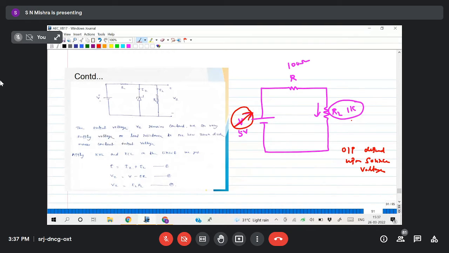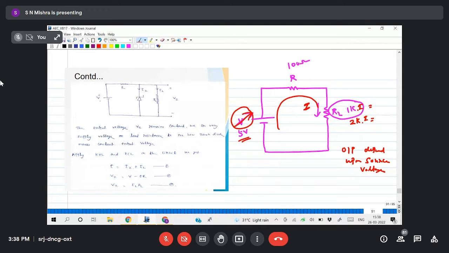Now let us take another case where I'll keep the voltage constant and change my resistance. Earlier I took 1K, now I'll take 2K. Will the current remain the same or different if I keep 5 volt constant? Okay, let us assume the current is the same. Then what will happen if I change this 1K to 2K in I times R? So will the voltage change or not? The voltage will change.